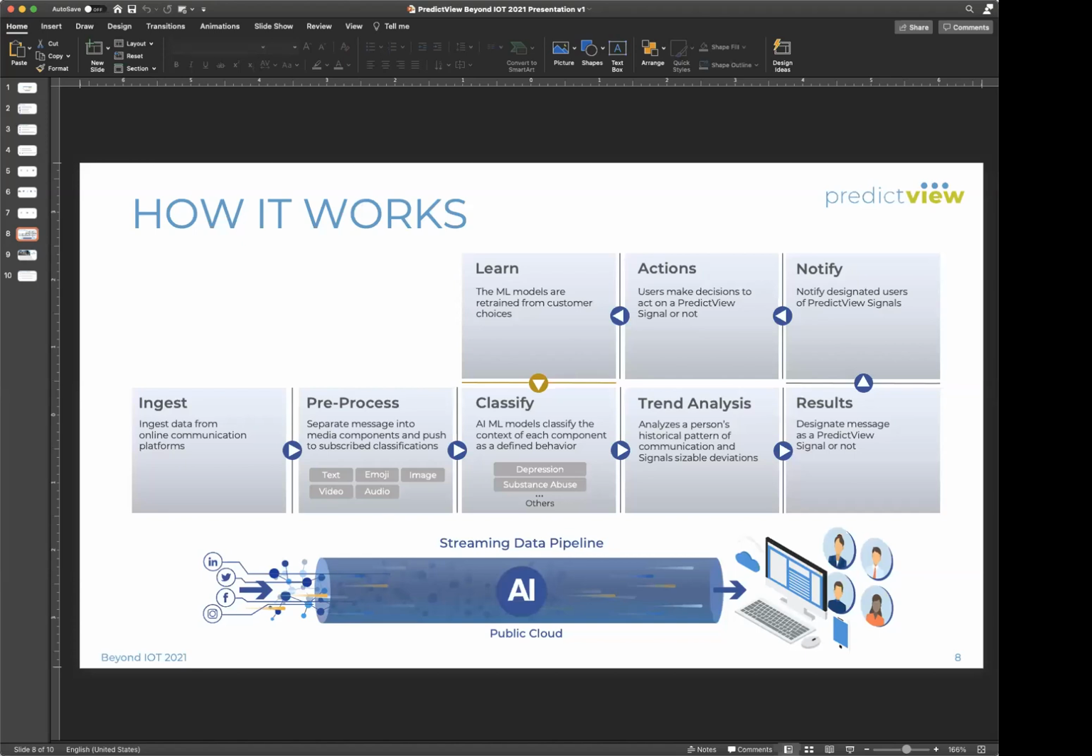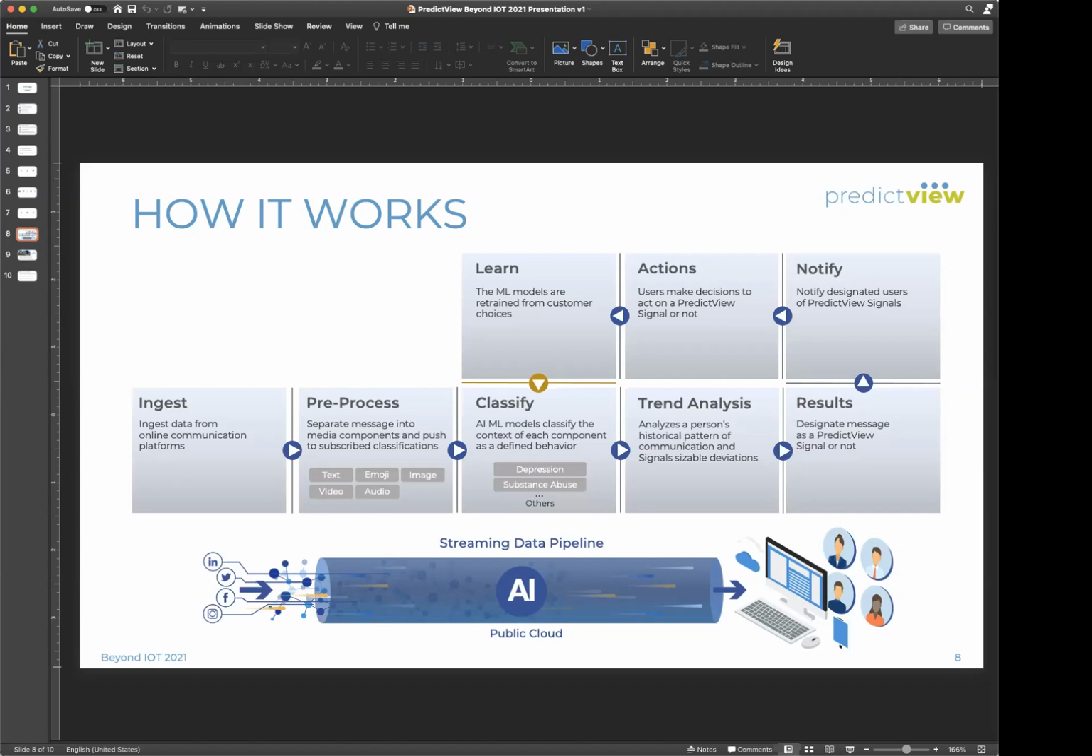We have built several behavioral classification models that include depression and substance abuse. The message components are sent to every subscribed classification model to determine the confidence probability of that classification. A value above a set threshold constitutes what we call a signal. The results are then sent to the trend analysis stage, which determines if there are deviations from a person's historical pattern that are large enough to produce a signal. The results stage designates the message or historical trends as a signal or not.